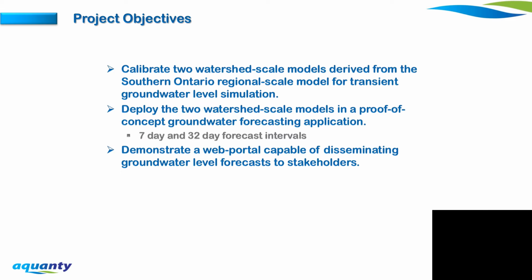The objective of the project was to calibrate two watershed scale models that were derived from the Southern Ontario regional model under transient groundwater level simulation, as well as for transient flow simulation. We wanted to deploy the two watershed scale models in a proof of concept groundwater forecasting application, producing 7-day and 32-day forecast intervals. And we want to demonstrate a web portal capable of disseminating groundwater level forecasts to stakeholders.